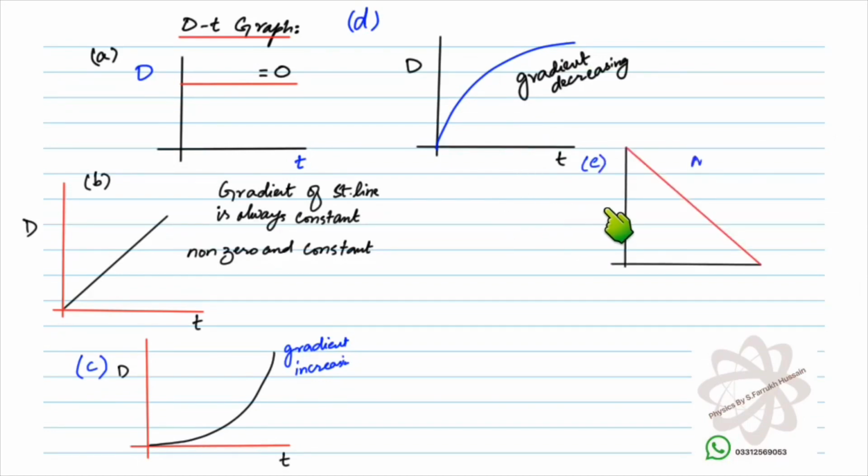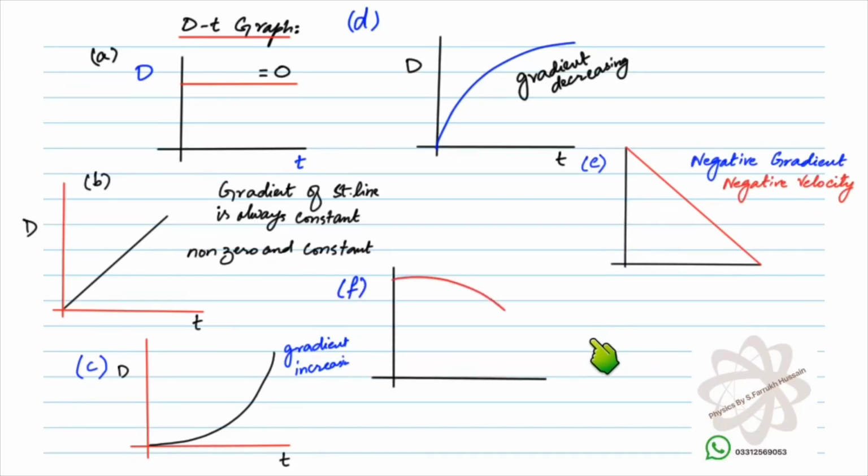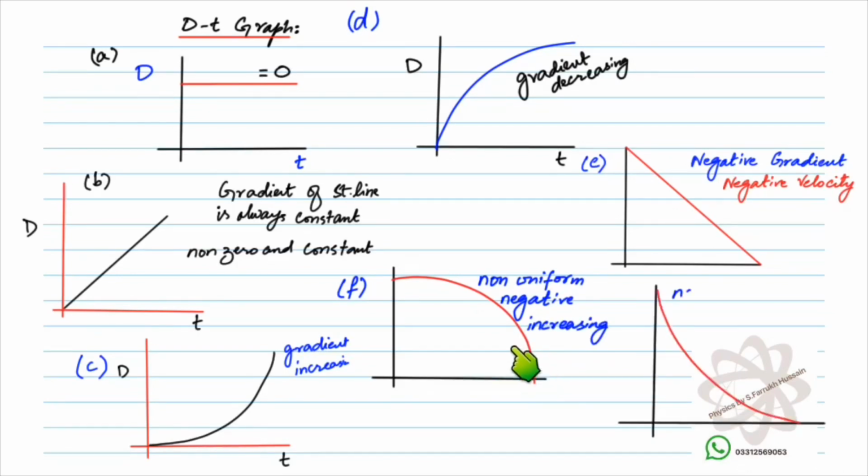Negative, constant and non-zero. Gradient is negative, decreasing because the value on the y-axis is decreasing, and it's non-zero. Non-uniform because the line is not straight. The gradient is decreasing because the value on the y-axis is decreasing, and it is negative.